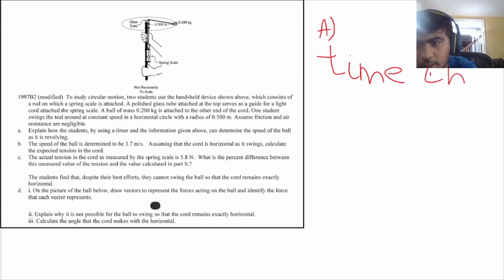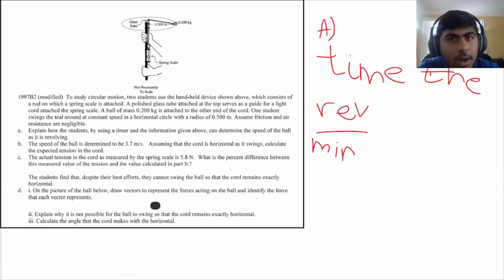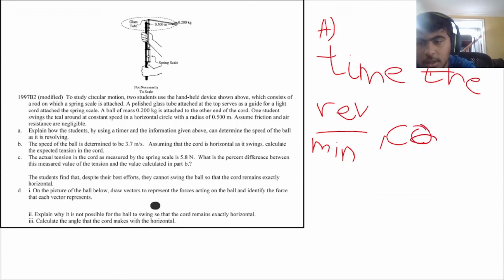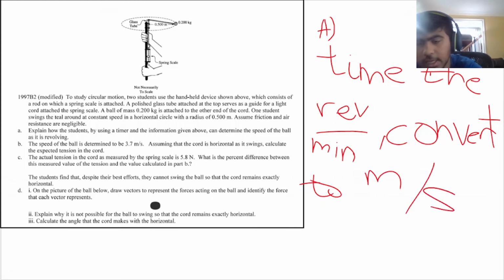the revolutions per minute. Remember the other question when they gave us revolutions per minute? This is why. It's just an easier quantity to calculate. In revolutions per minute of the object, and then you just convert to meters per second, like the same thing we did. Right, can you see that? Yeah, you can see that. Alright, that would be part A.